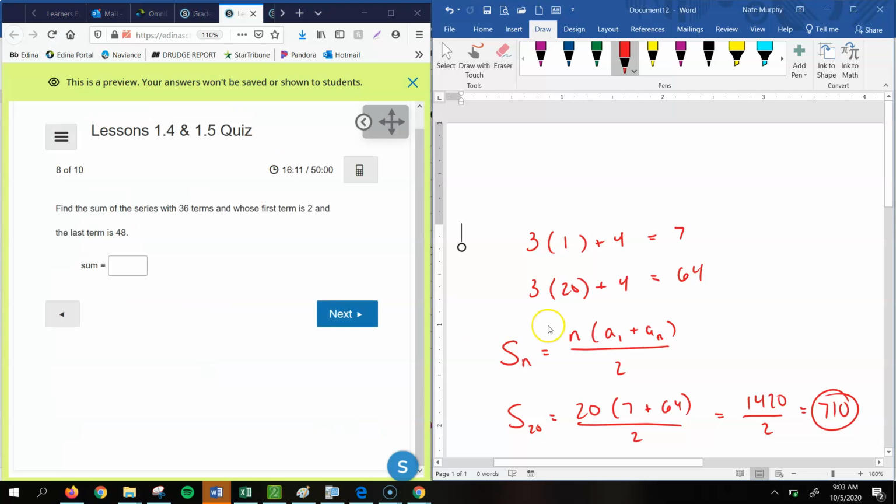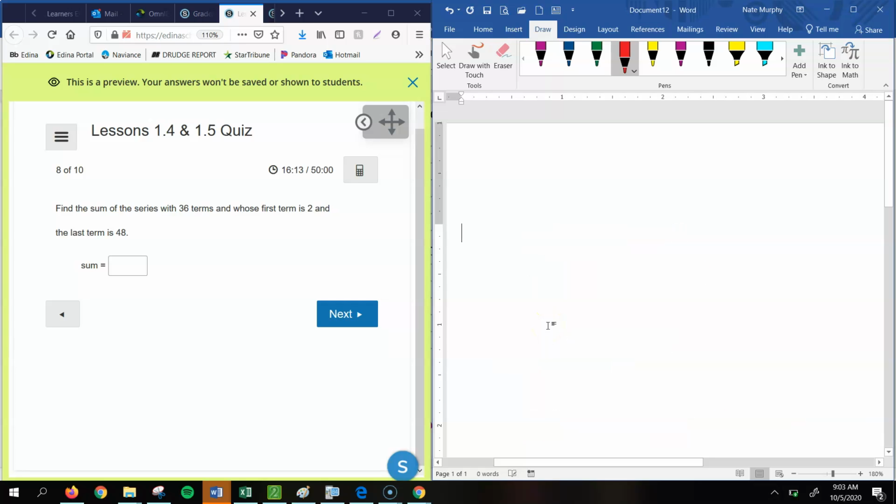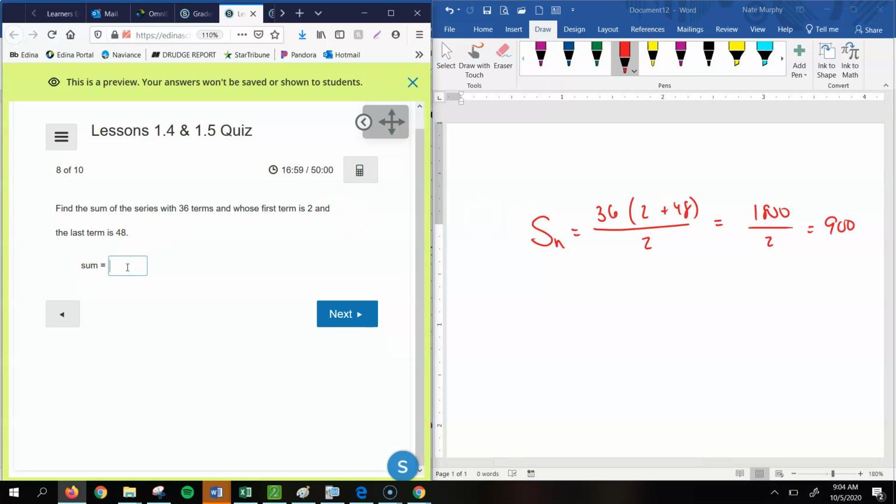All right, so this one here, we're going to use that same formula that we just talked about. It says to find the sum of the series with 36 terms, whose first term is 2 and last term is 48. So we don't have to find anything specifically. We're just going to take the number of terms in the series, which is 36, and the first term is 2, and our last term is 48. And we divide by 2. So when you do that with the numerator, you get 1,800. Divide that by 2, and we get 900. So the sum of that series would be 900.